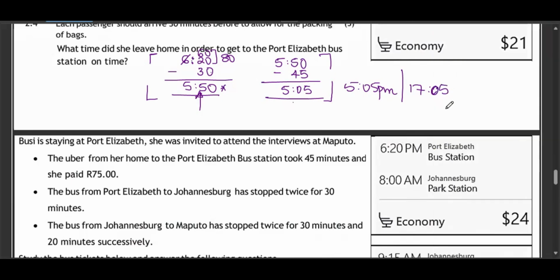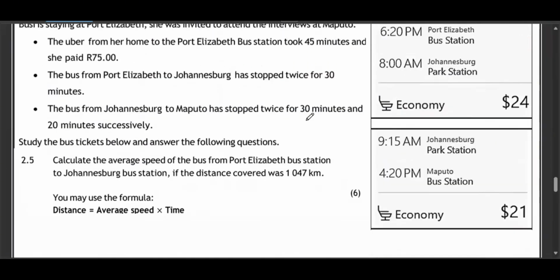Okay. We look at another question here. How many marks? 6 marks. What does it want? Calculate the speed of the bus from Port Elizabeth bus station to Johannesburg bus station if the distance covered is 1,047 kilometers. What comes in your head? I'm calculating speed. Wow. Oh, I'm given a formula. But the formula given to me is wrong. It's distance equals average speed times time, which I don't need. I know very well in my head, my teacher taught me speed will always be distance divided by time.